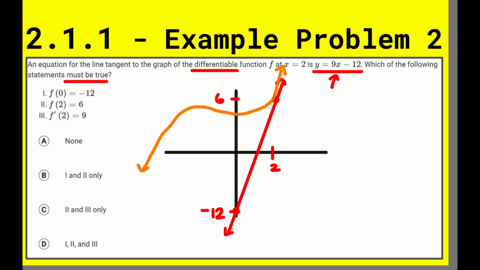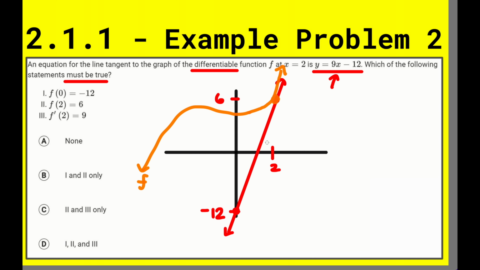Again, I just made some dummy graph. It doesn't really matter what you make. It's just to get an idea. This function can look like anything as long as it grazes at this point right here. That's the main thing, that it grazes at that point because that's what it says it has to do. Okay. And that orange function I just drew is f.